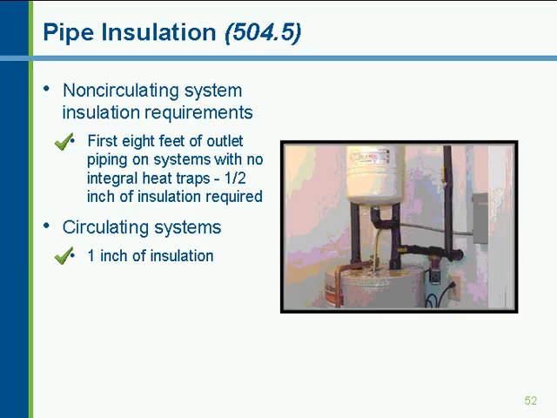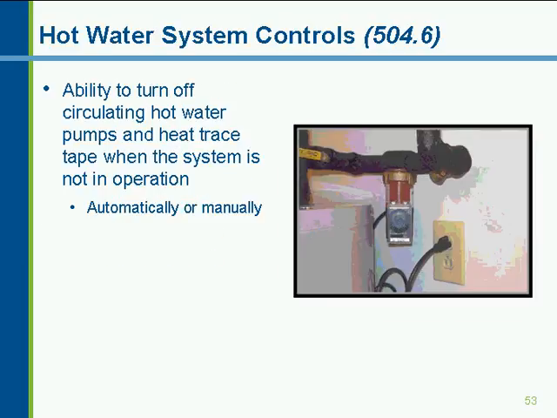Controls requirements for hot water systems. You must have the ability to turn off the circulating hot water pump or heat trace if you're using that when the system is not in operation, and that can be either an automatic or a manual control.